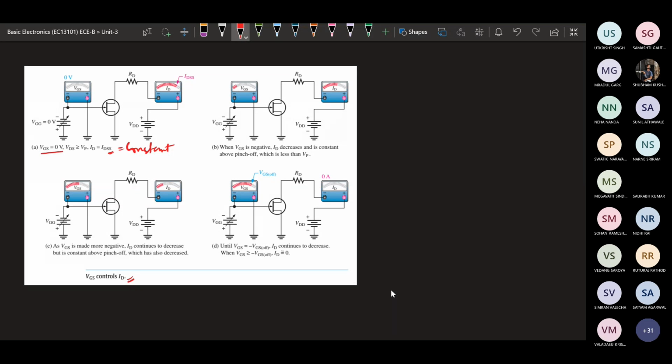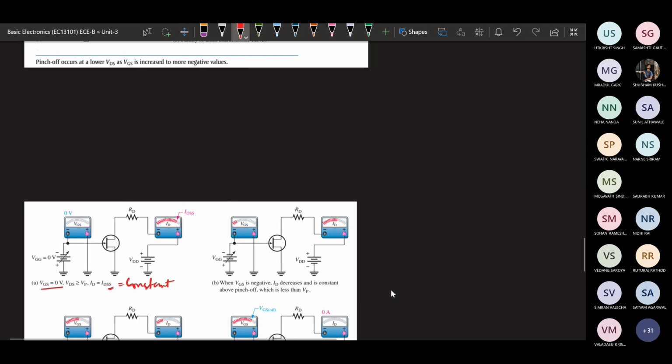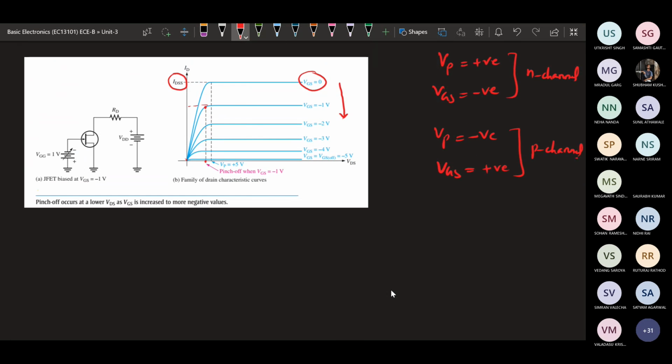So above pinch off it will be constant, we have seen, and this pinch off will be less than Vp. So this second pinch off is less than Vp and the current has reduced. Initially it was IDSS, the current has reduced now. So it is less than IDSS.